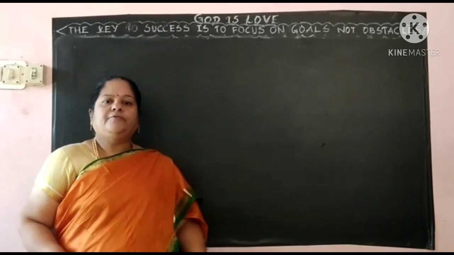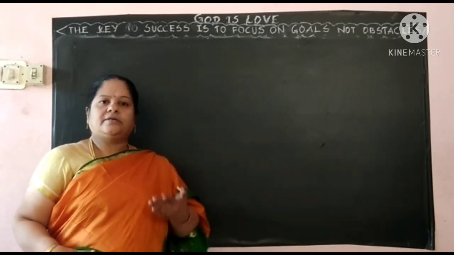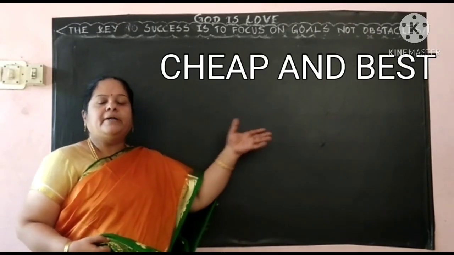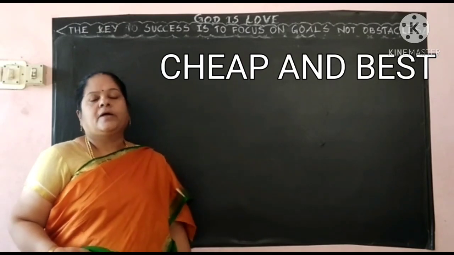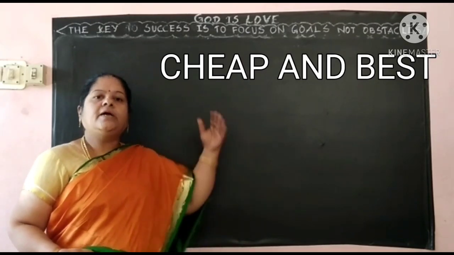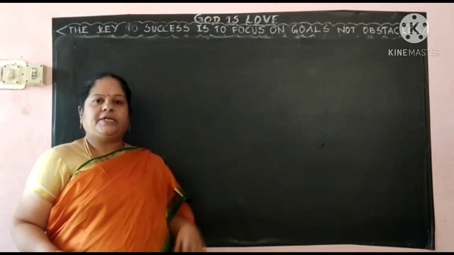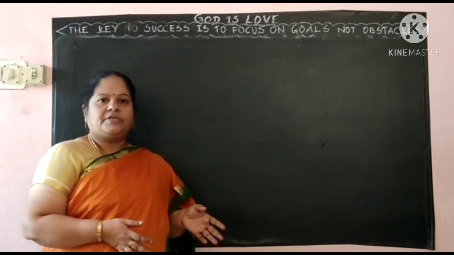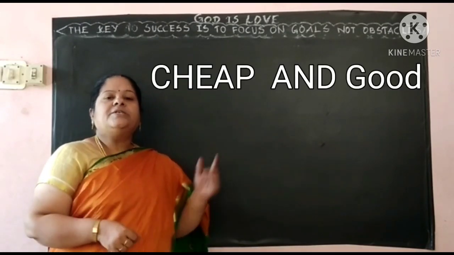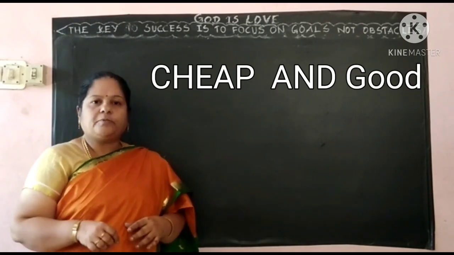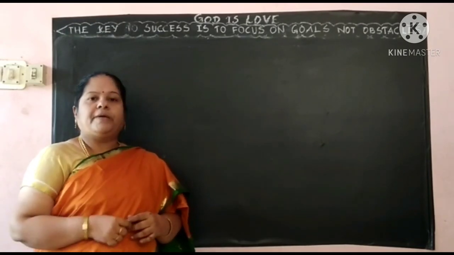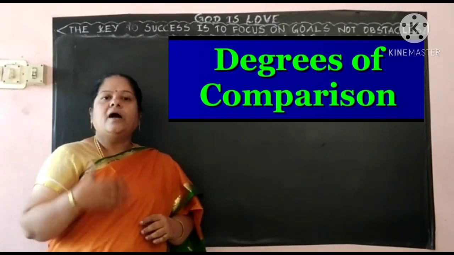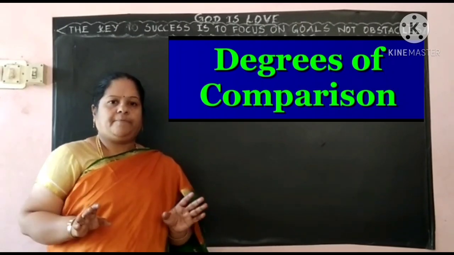For example, if you buy anything, a pen or sarees or whatever it is, we used to say, this saree is very cheap and best. Isn't it wrong to say? Isn't it an error? Cheap is in the positive degree. Best is in the superlative degree. So both degrees should not be combined. Instead, we should say cheap and good. So again I insist you learn degrees of comparison. It is very useful for you to speak as well as to write English properly.